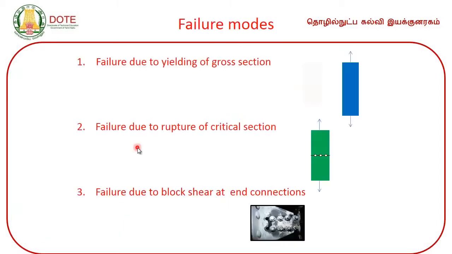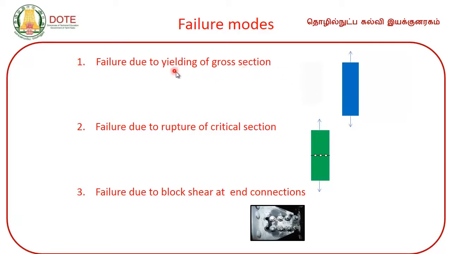Shearing effect means it slides, one plane will be subjected to shearing and the other plane will be subjected to tearing, in the sense tension. So, this is a small image which shows you the failure due to yielding of gross area. This is the member and these are the applied loads, and because of this pulling load the material in this full area gets yielded, and because of the yielding the member fails.